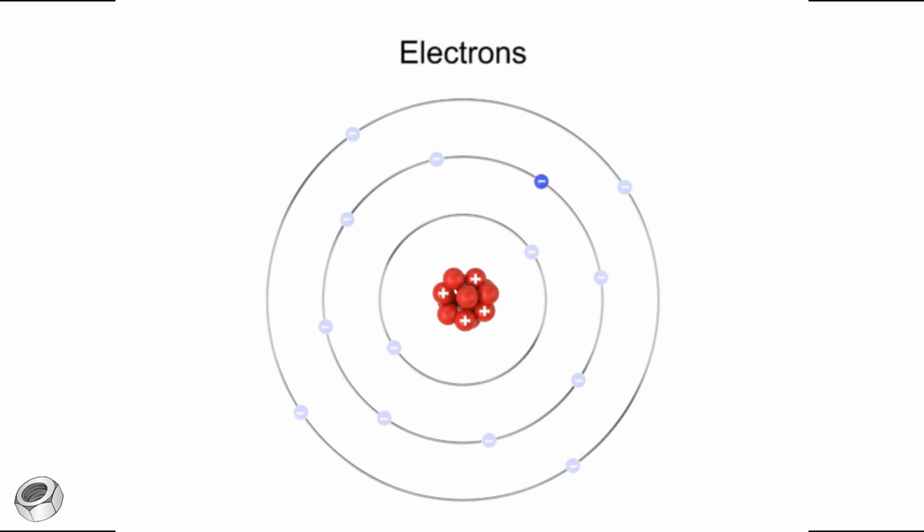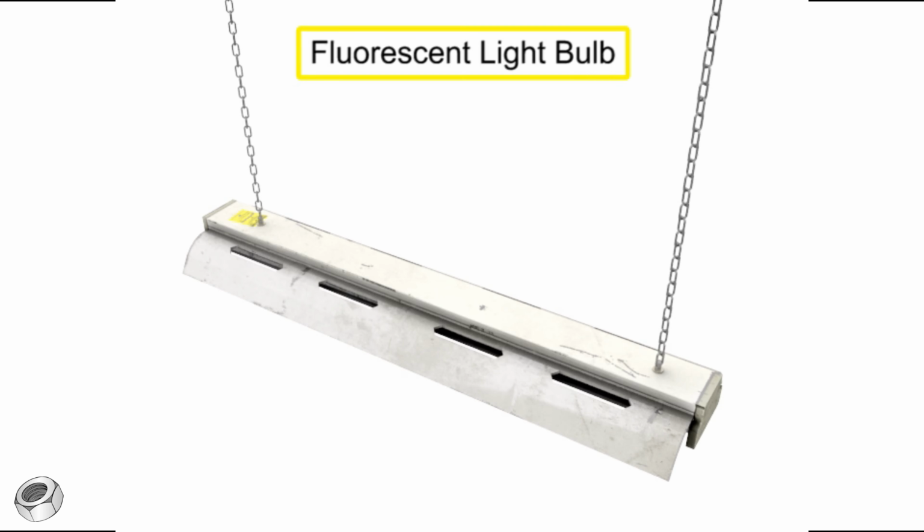This repeating sequence of electron excitation followed by de-excitation is the basis for the functional capacity of a fluorescent light bulb.